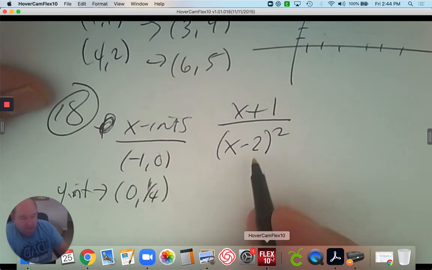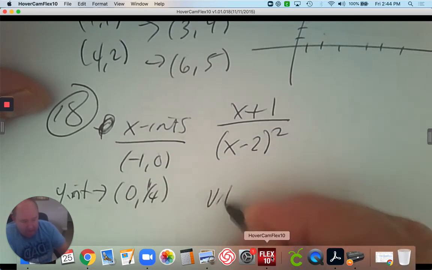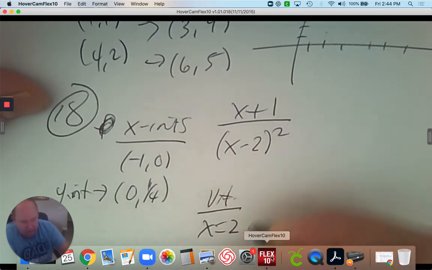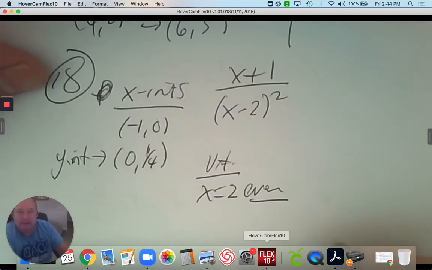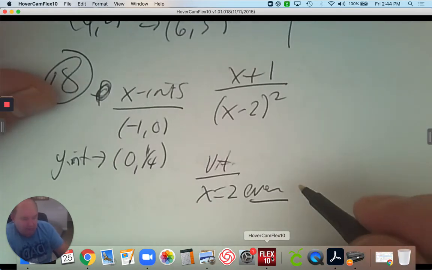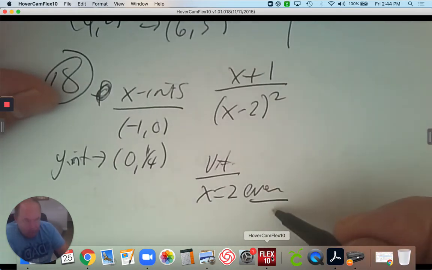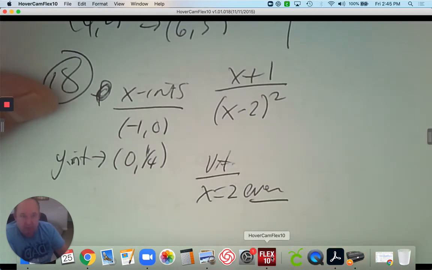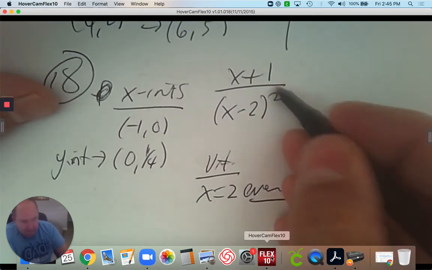So if I take the denominator, do it. So I just did that so I can get the vertical asymptote. So at 2, and it's even. Now that means even, both ends are going the same way in terms of like around the asymptote. So around the asymptote, they're either both going up or they're both going down, because of the exponent 2.